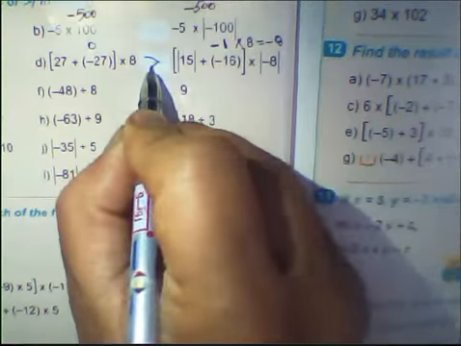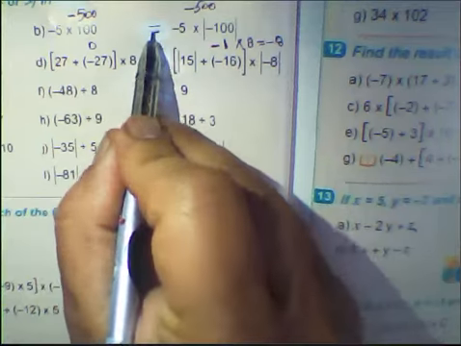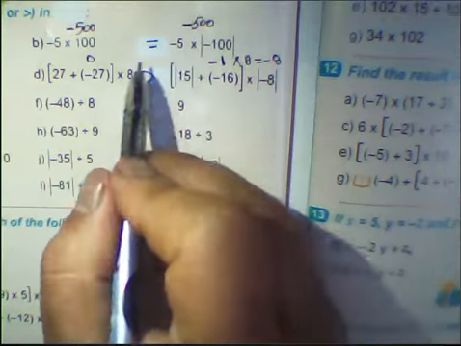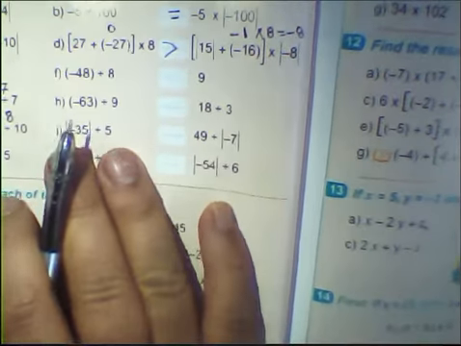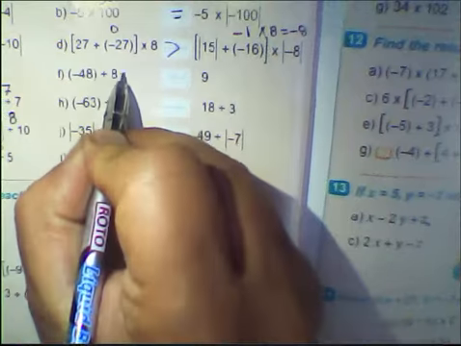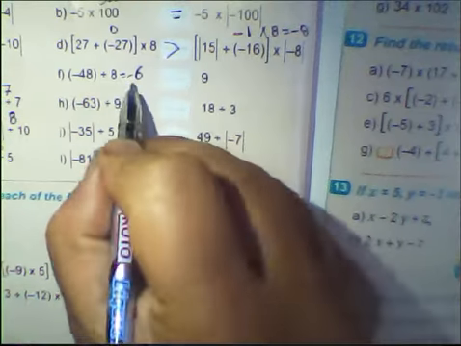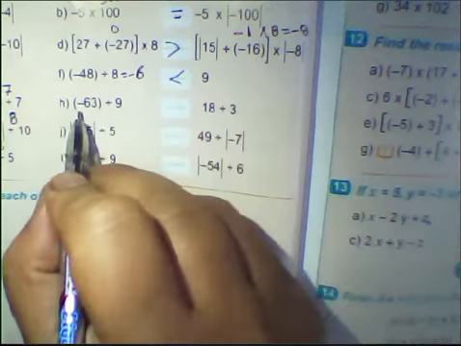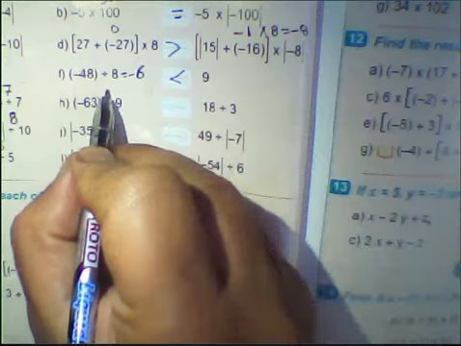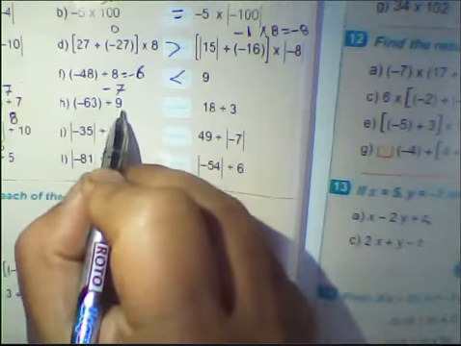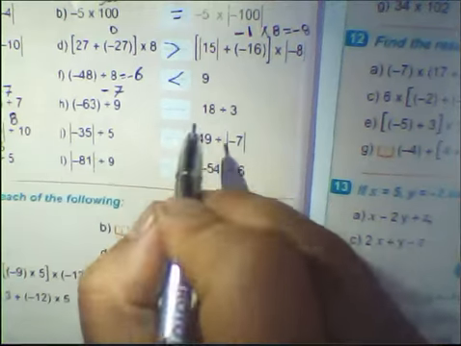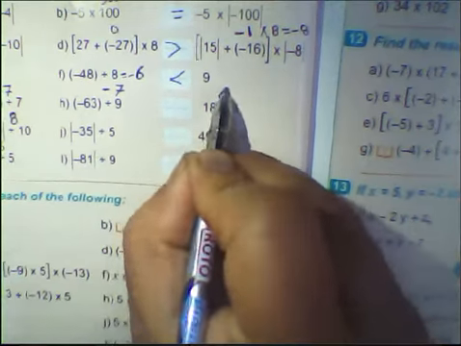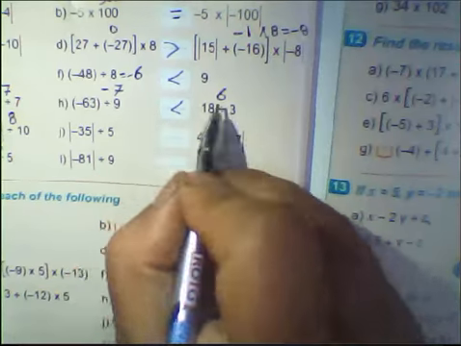So 0 will be more. In this example, negative 500 equals negative 500. Negative 48 divided by 8 equals negative 6. Negative 63 divided by 9 equals negative 7, because 7 times 9 equals 63. 18 divided by 3 equals 6.